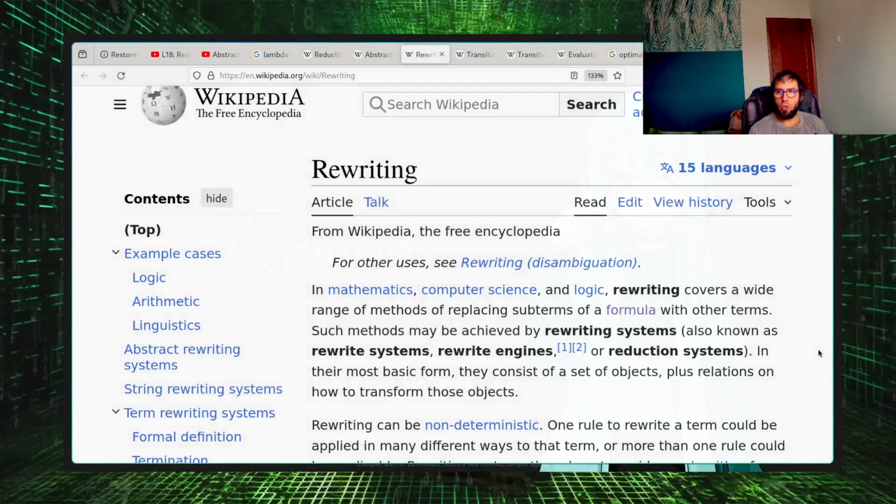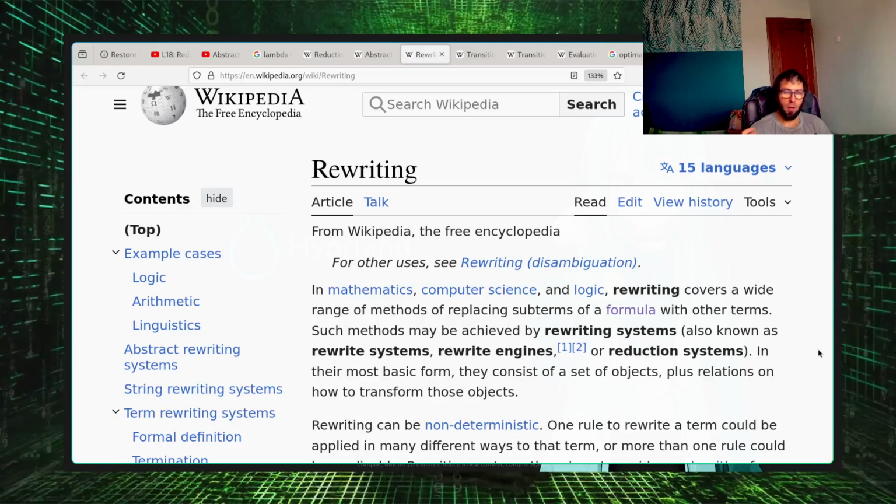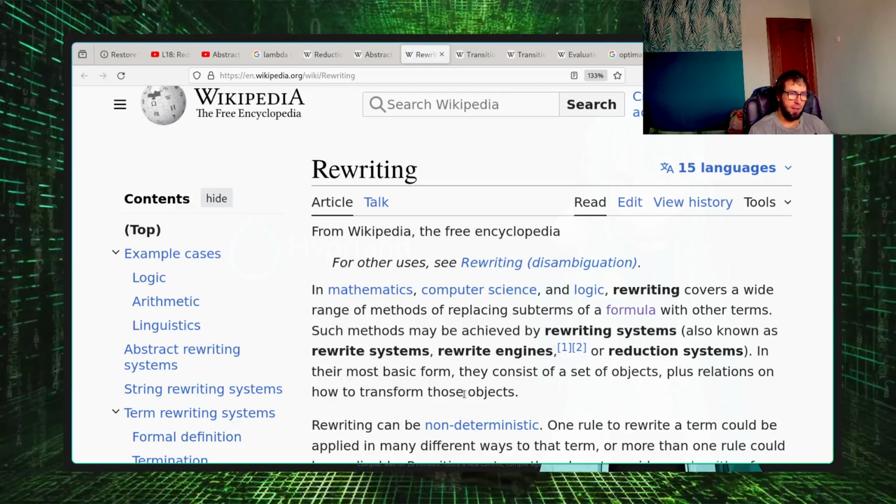The notion of rewriting in mathematics, computer science, and logic. This notion covers a wide range of methods of replacing subterms of a formula with other terms. And such methods may be achieved by rewriting systems, also known as rewriting engines or reduction systems.